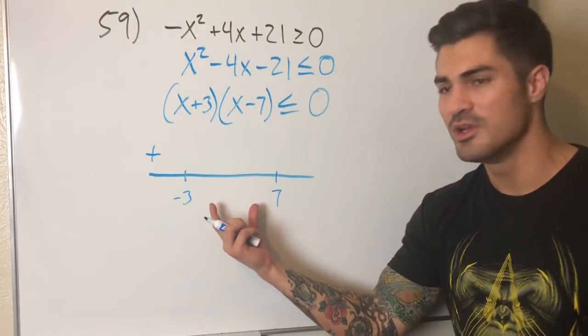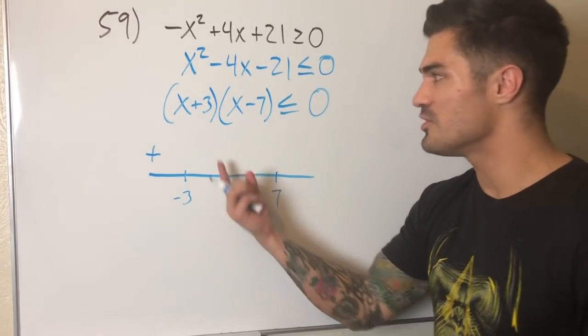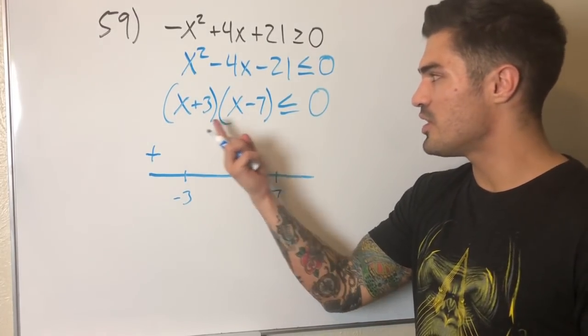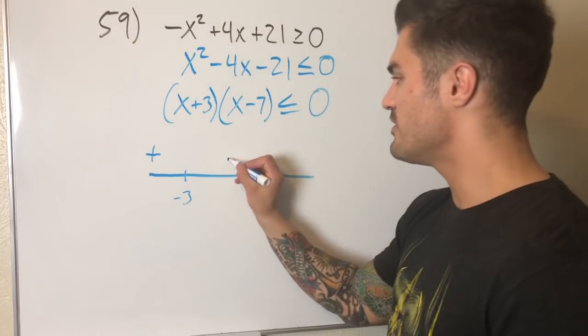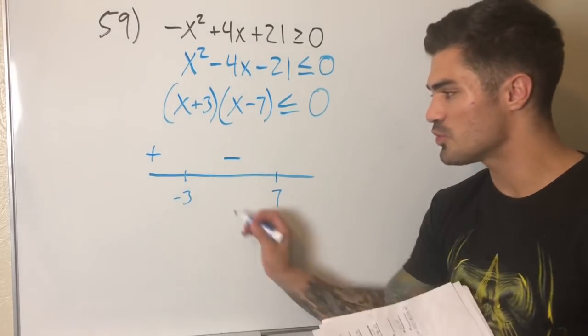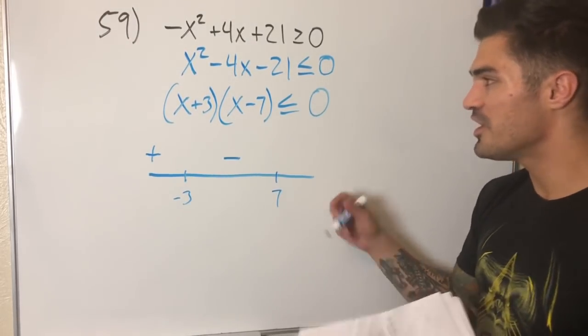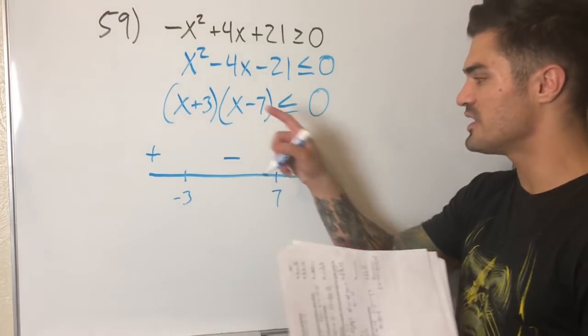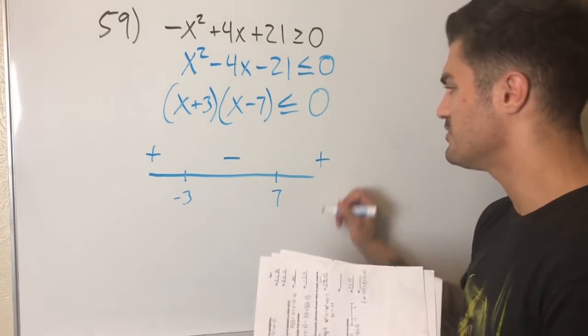I can plug in 0. Any number in here will work. So 0, that's plus 3, that's a positive. 0 minus 7, that's a negative. So I have a negative in here, all right? So we're below the x-axis. And over here I can plug in 10, that's a positive, that's a positive. So I have a positive and a positive.